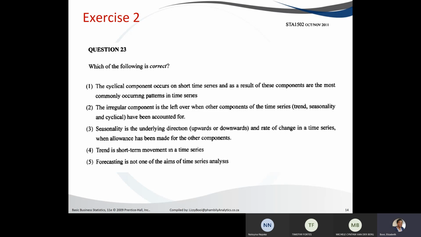Number 4, the trend is short-term movement in a time series. Number 5, forecasting is not one of the aims of time series analysis. Which one is incorrect, or which one is correct? That's what we're looking for.